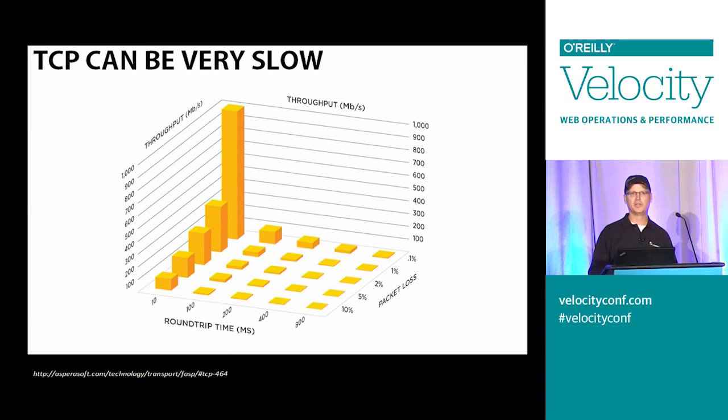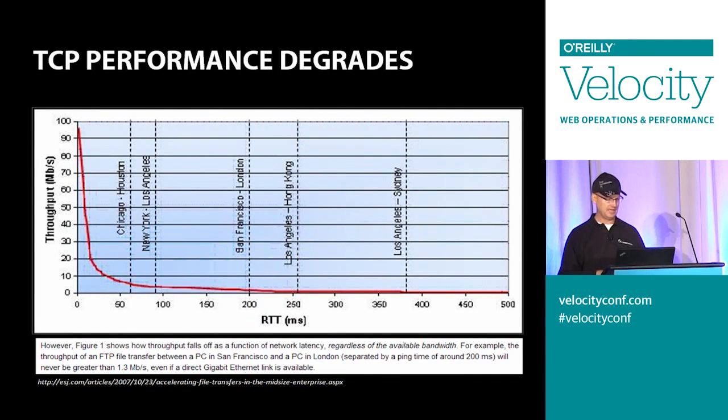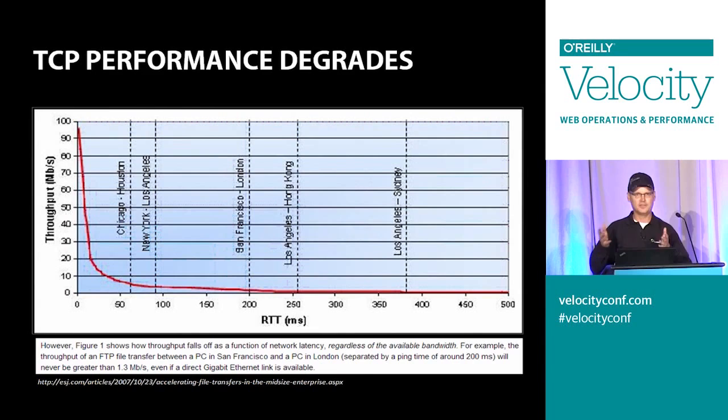When TCP is working well, you're in the far back corner of this chart, and it's working really well. But as soon as that round trip time or the packet loss comes in, it starts to degrade quickly. Here's another representation that ESG did, and it puts it in a different path. The far left bar there is Chicago to Houston. So if you're Midwest to Midwest, you've got great throughput, great performance.